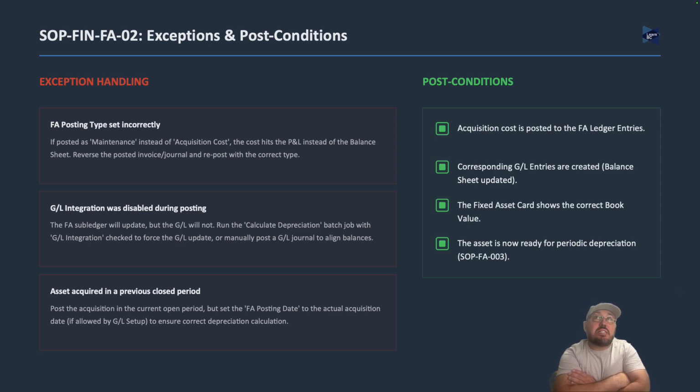Now, the post conditions being the acquisition cost is posted to the fixed asset ledger entries. The corresponding GL entries are created, the balance sheet's updated, and the fixed asset card shows the correct book value. The asset is now ready for periodic depreciation. Let's go take a look in Business Central.